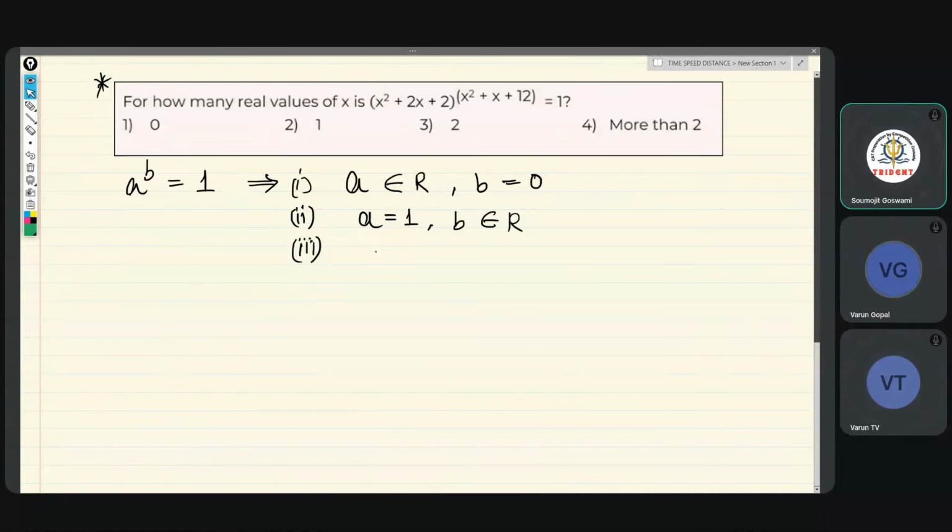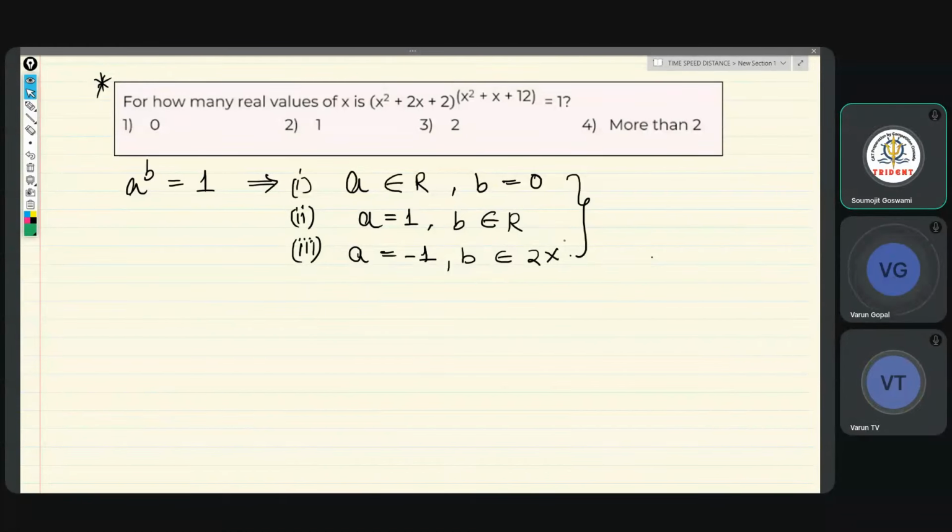Now you have to understand A could also be negative 1 and B will be 2, even numbers. 2 or multiple of 2. Either you write it as even numbers or, if you are mathematically inclined, you can write it as 2x. So these are the three cases that need to be satisfied. The answer that you are giving me, option number one, is totally incorrect, because I haven't done the third case, A is equal to minus one.